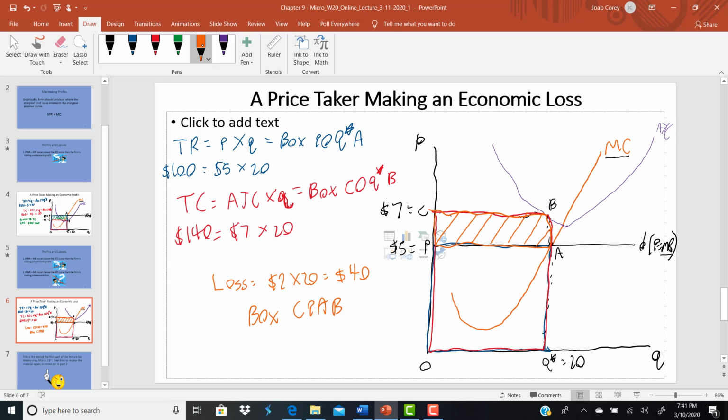Whether a firm is making an economic profit or an economic loss, you need to be able to calculate total revenue on the exam, total cost, and whether that firm is making a profit or a loss. If total revenue minus total cost is a positive number, then it's making an economic profit. If total revenue minus total cost is a negative number, then it is making an economic loss. If I don't give you the numbers, be able to tell me the area of the box using the 4 corners of that box. On the exam, I will try to make it pretty uniform as to which 4 corners to use.